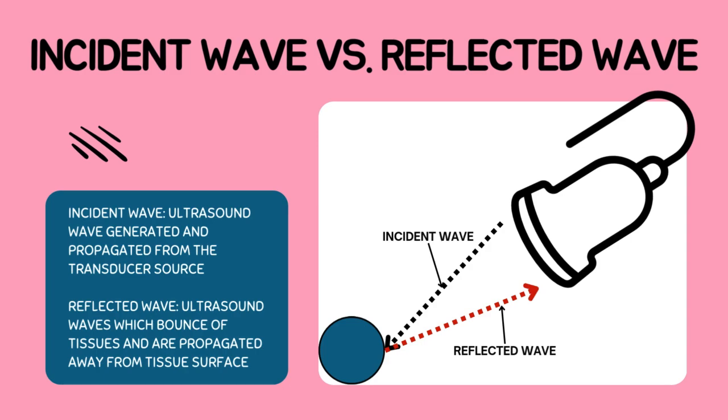Although increasing the amount of incident waves may determine the amount of echoes that are generated, this is not always true, as tissue property may also influence image outcome. The most direct influence for image brightness is the amount of reflected echoes from the area of focus.